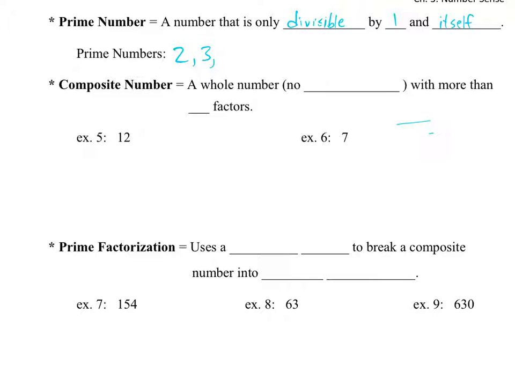No, because you can divide it by 1 and 4, but also 2. So 4 is not. How about 5? Yes, you can divide by 1 and 5. 6? No, because you can divide it by 2. 7? Yes. 8? No, you can divide by 2. 9? No, divide by 3. 10? No, because you can divide it by 2 also. 11? Yes. 12? No.